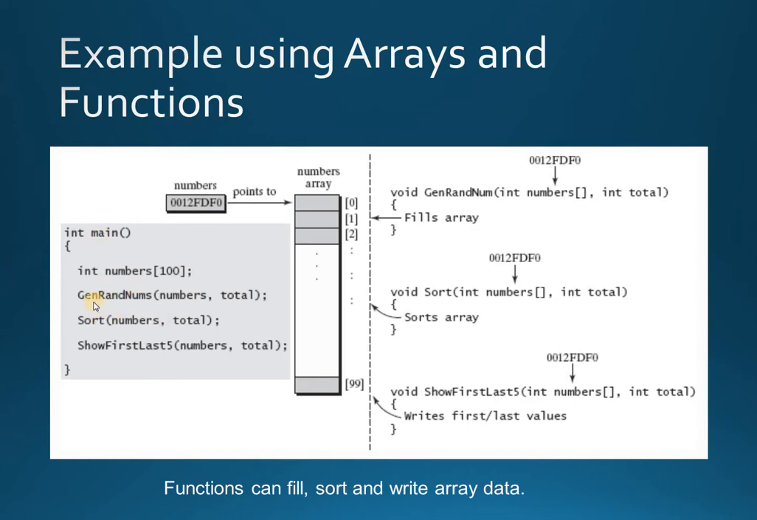We're then going to take our array of 100 and pass it to the sort method with total so that it can be sorted. And then we're going to pass it to a showFirstLast5 method, which will take the numbers and the total again, and write the first and last 5 values of the array so we can see what they are.